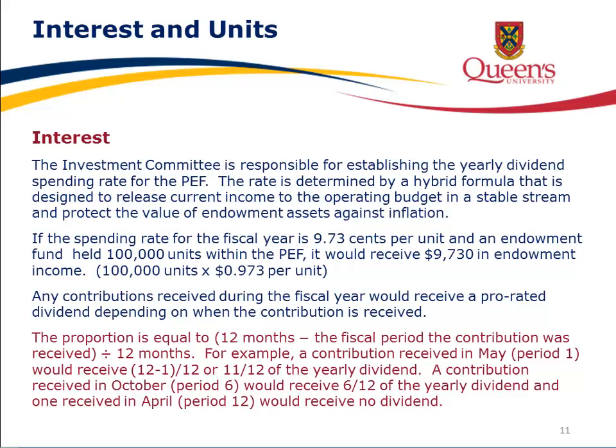Any contributions received during the fiscal year would receive a prorated dividend depending on when the contribution is received. The proportion is equal to 12 months minus the fiscal period the contribution was received, divided by 12 months. For example, a contribution received in May, period 1, would receive 12 minus 1 divided by 12, or 11 divided by 12, of the yearly dividend. A contribution received in October, period 6, would receive 6 divided by 12 of the yearly dividend, and one received in April, period 12, would receive no dividend.